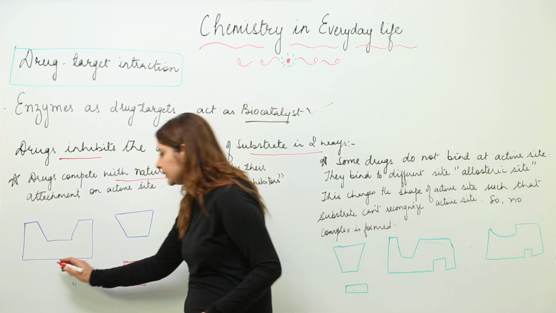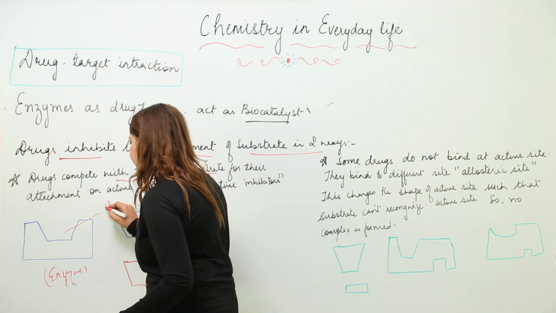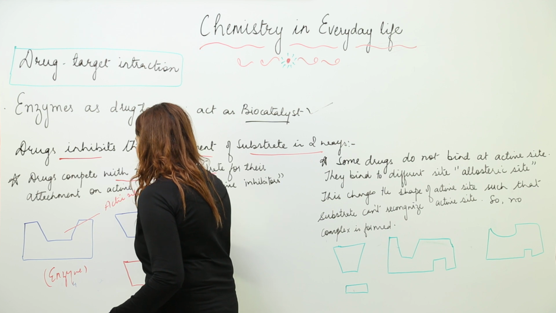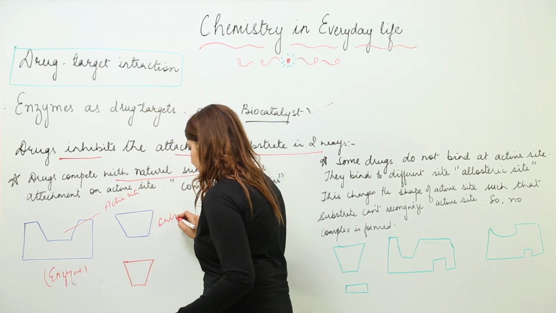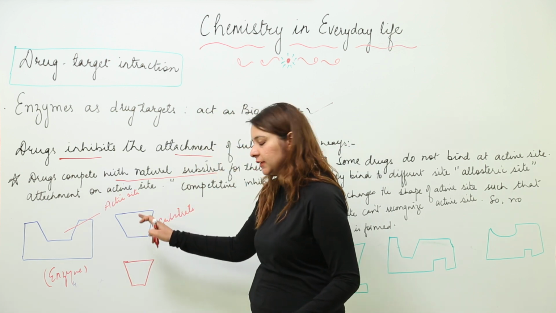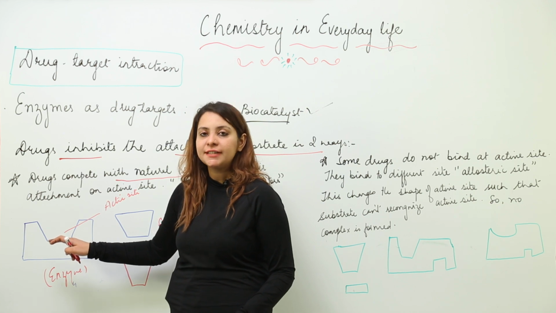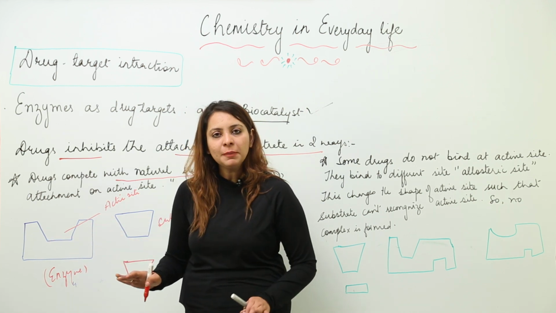Let's say this is an enzyme. This is the active site, right? And let's say this is the substrate. As you can see, the substrate has a certain kind of shape which can fit into the active site, and it can create a complex, right? This is the natural mechanism.